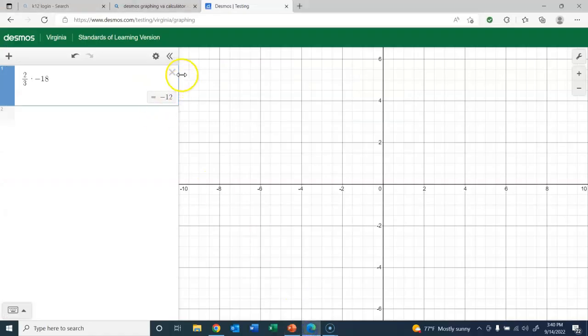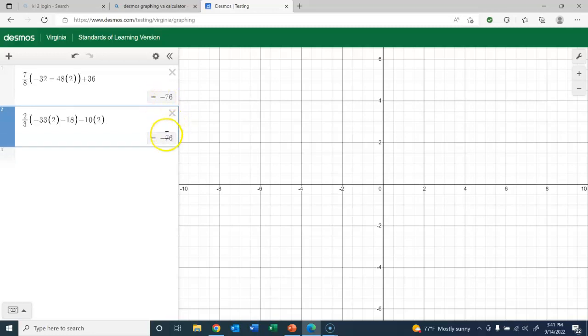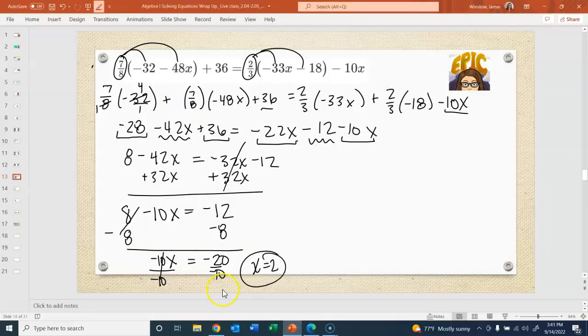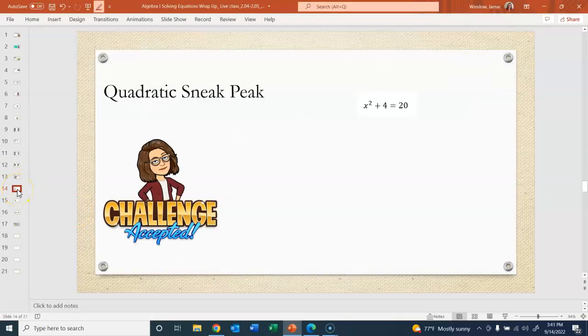Okay, now let's go to Desmos and check it. So we can do the left-hand side. Just carefully, we're going to type whatever's on the left, and we're going to plug in a 2 everywhere we see an x. So I'll put a 2 here, and then plus 36. So that's our left-hand side. Now let's look at the right-hand side. 2 divided by 3, negative 33 times 2, minus 18, minus 10 times 2. Phew! They match, right? Negative 76 and negative 76. So we are good. Awesome job.